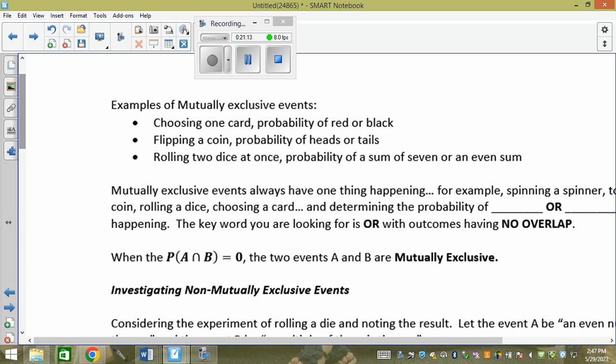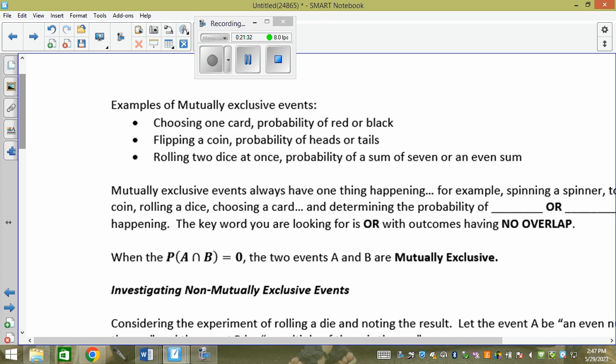Flipping a coin. I'm flipping one coin, one event. Probability of heads or tails. Are there any heads tails coins? No, only one side. Rolling 2 dice at once. I take 2 dice, I roll them. The probability of the sum of 7 or an even sum. Those are completely mutually exclusive because there are no even sums of 7. Right? 7 is odd.